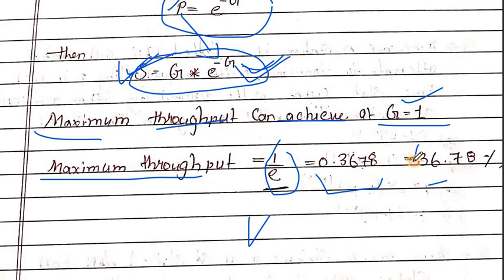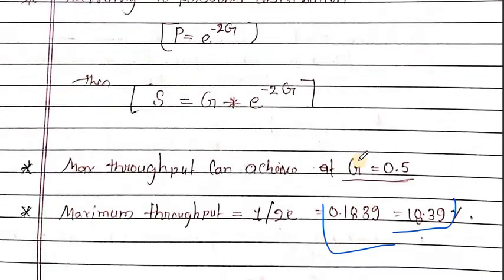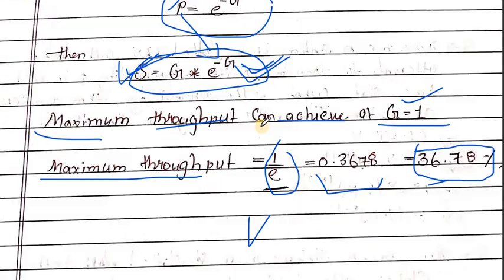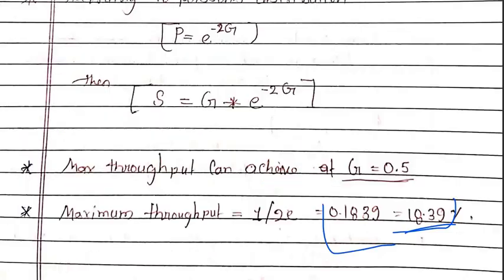Here we see that efficiency is increased to 36.78% from pure Aloha, where it is 18.39%. So the throughput increased by 100%. Here the maximum throughput is 1 by e. In pure Aloha, the maximum throughput is 1 by 2e.